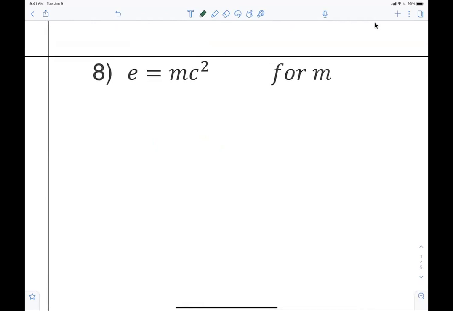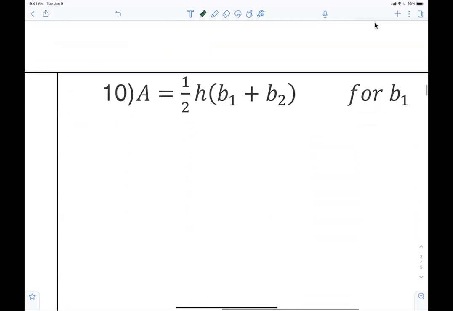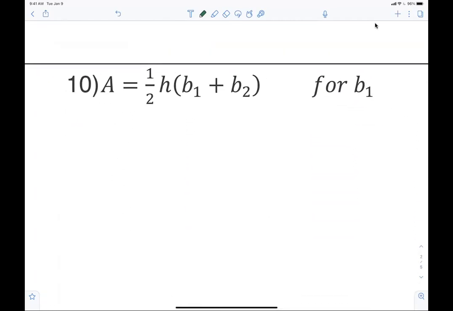Energy is mass times the speed of light squared. So what is mass? Yes, E over c squared. That is correct. Good. Here we go. All right, now let's try the next one.